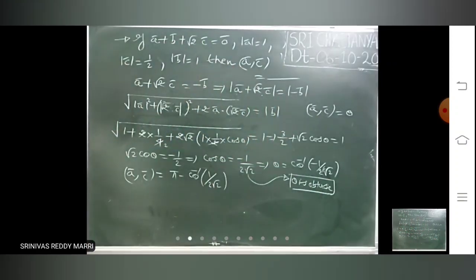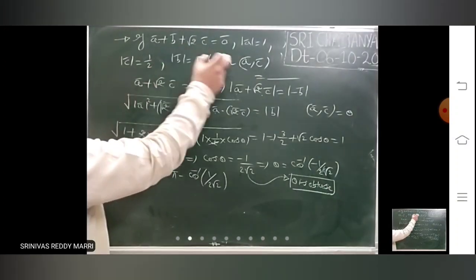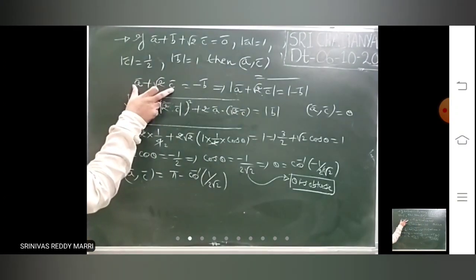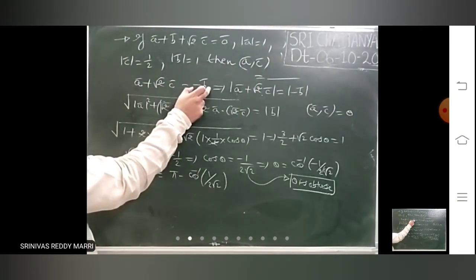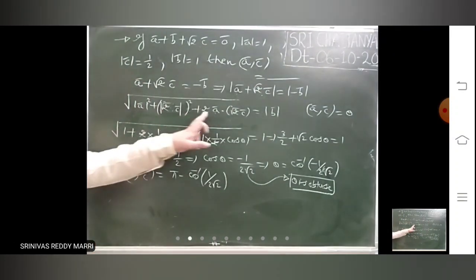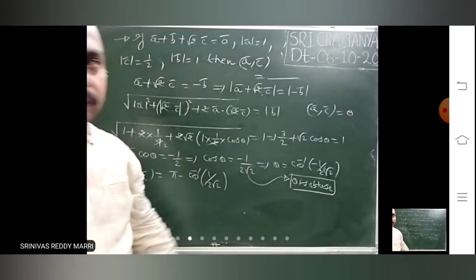Like that, whenever a relation is known and you want some angle, whatever angle you require, keep it on the left hand side. The remaining vectors bring to the right hand side. Apply modulus on both sides. If you write the modulus formula, everything is known except theta. Like that, when such equations are given.